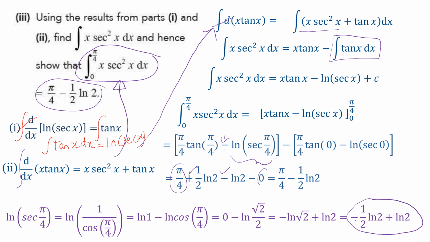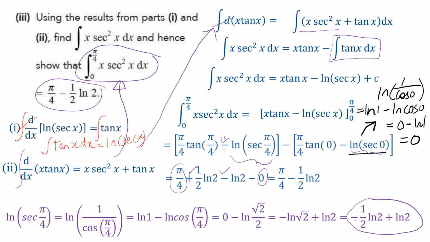Alright, and how do I get 0 here? Because tangent 0 is 0, right? This one will give you ln 1 minus ln cos 0. Ln 1 is 0. Cos 0 is 1. So again, ln 1 is 0. So that gives you 0. And so you end up getting pi over 4 minus half ln 2, which is what you're supposed to show. Okay, so this is really a very challenging question, long and tedious.